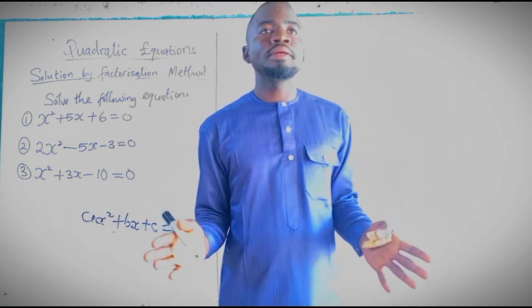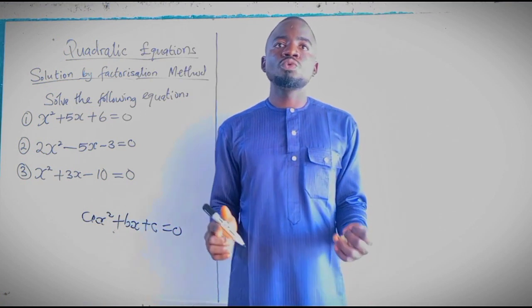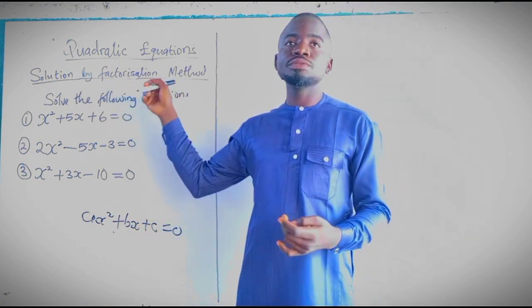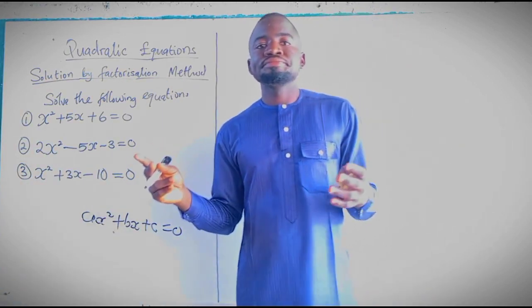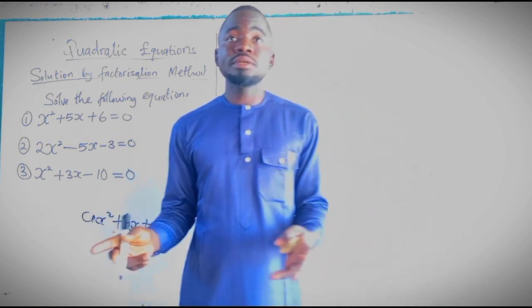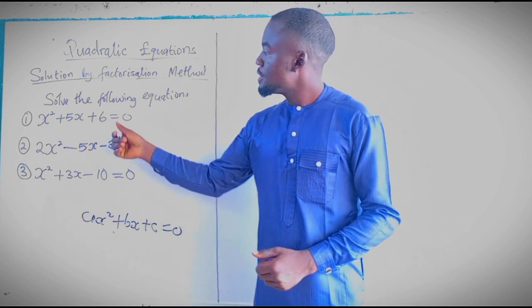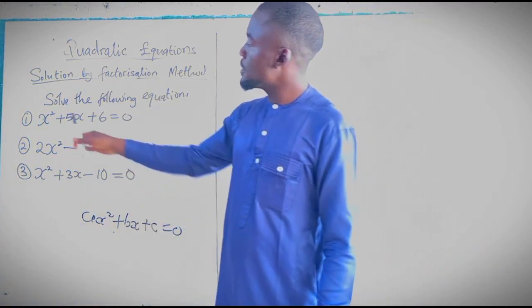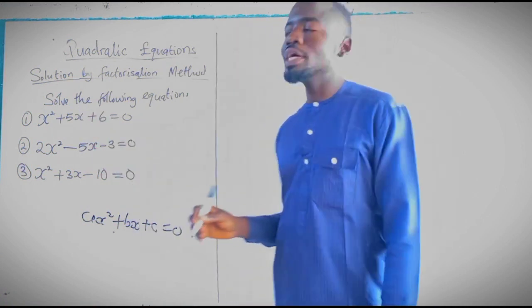So there are four methods of solving quadratic equations, one of which is the factorization method, which we will consider today, the completing the square method, the quadratic formula method, and the graphical method. Now, on the factorization method, we have three examples here, and I would like us to go straight into the solution. So let's start with number 1.